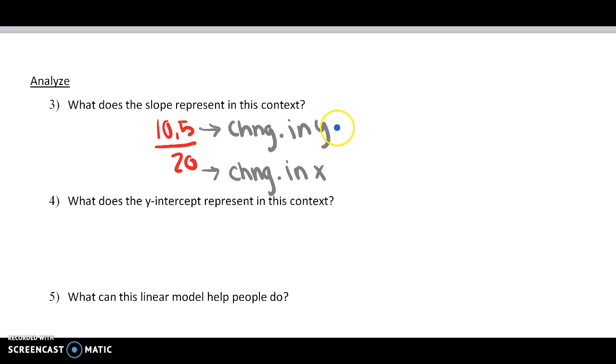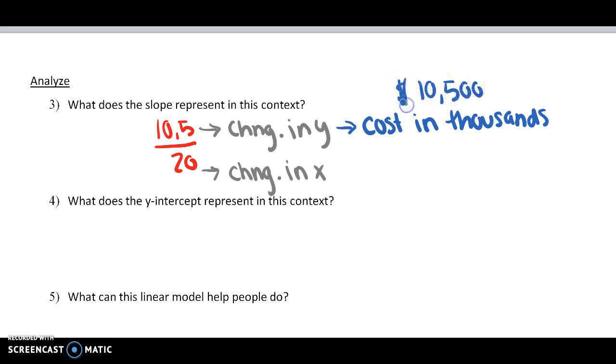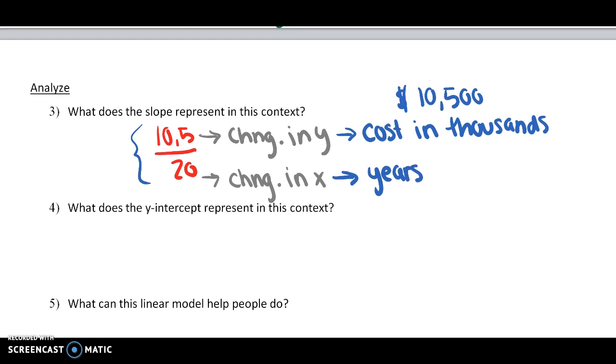What the heck does that mean? So remember, our y's aren't just a value. Our y's actually represented the cost of tuition in thousands. So when we say 10.5, we're actually saying $10,500. And our 20 represented x, which was how many years since the first year we started collecting data. So it's saying 20 years. So what the slope really means is that every 20 years, if it follows the trend, tuition should go up $10,500.